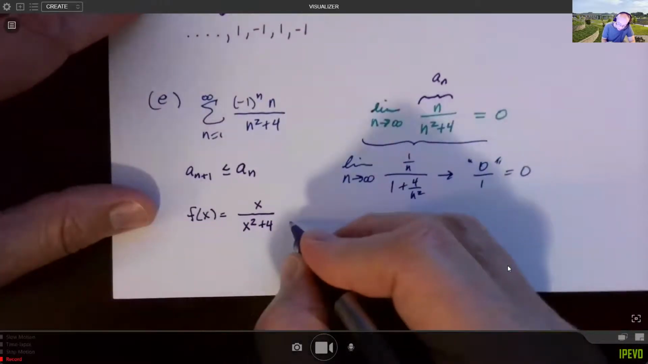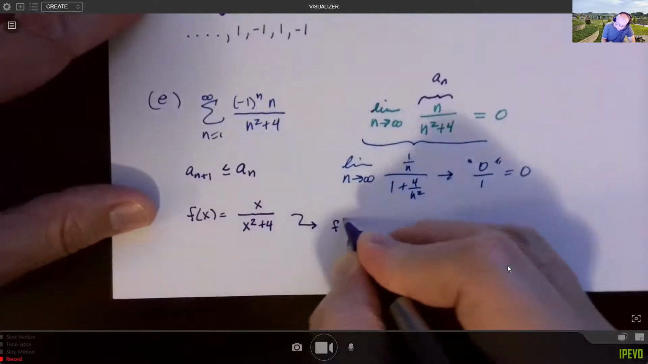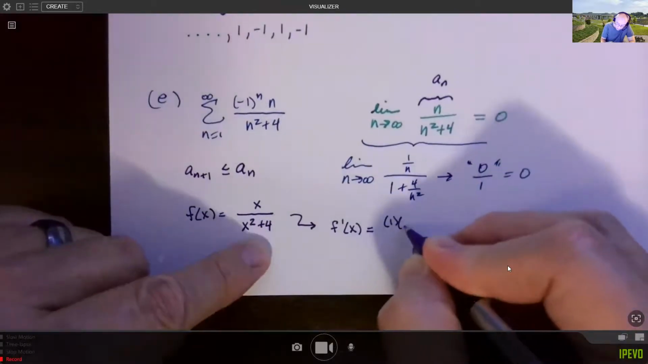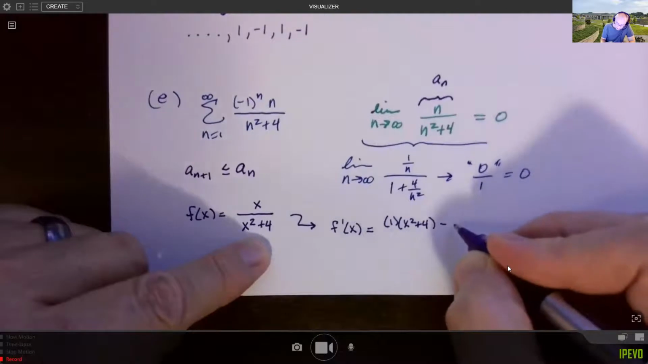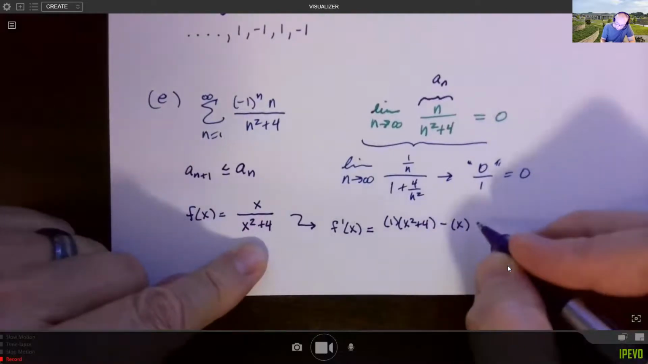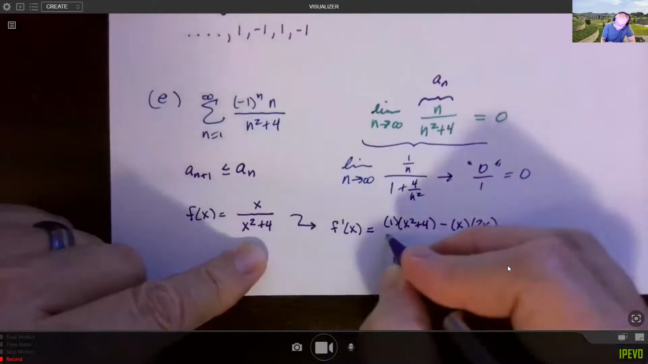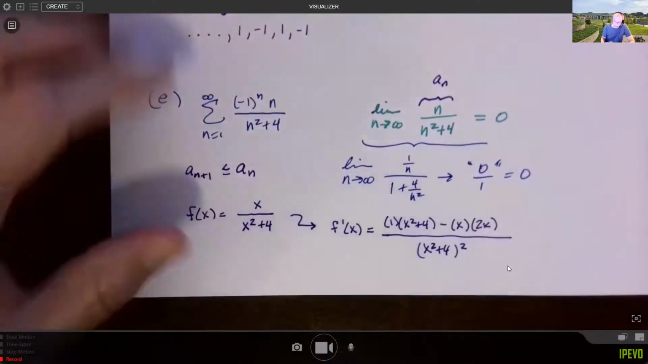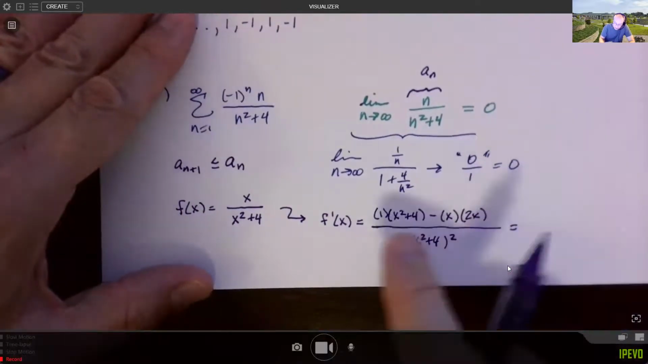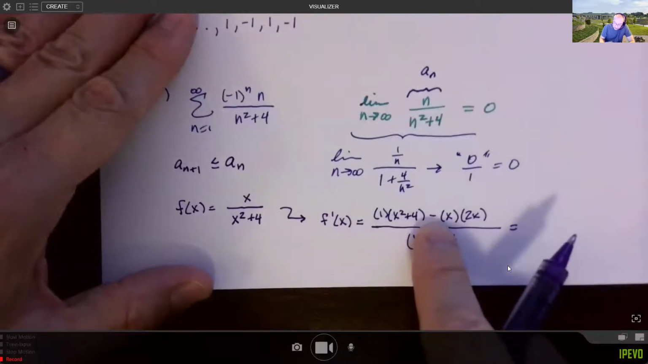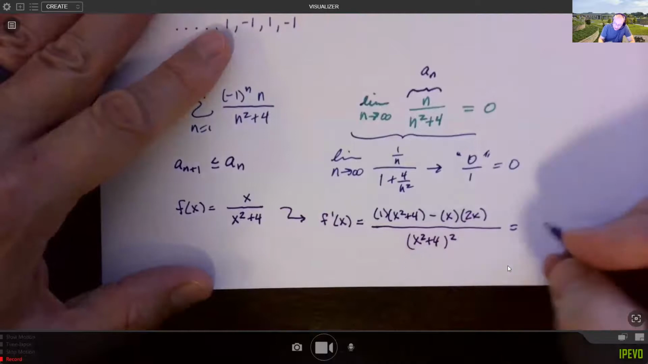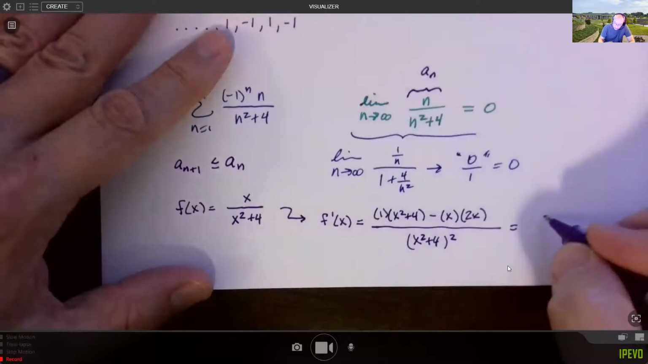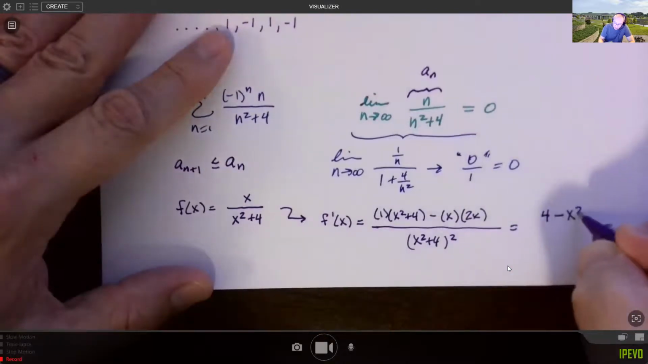So how do I know if a function decreases? By looking at the derivative. So I can find the derivative here by the quotient rule. If you remember that, the derivative of the top, x, is 1 times the bottom, minus the top times the derivative of the bottom. The derivative of x squared plus 4 is 2x, over the bottom all squared. That's the quotient rule. Up top, if I simplify, I've got 1 times x squared plus 4, minus x times 2x, which is 2x squared. I get negative x squared, and then I get plus 4. Or let's write it this way: 4 plus a negative x squared, or 4 minus x squared.